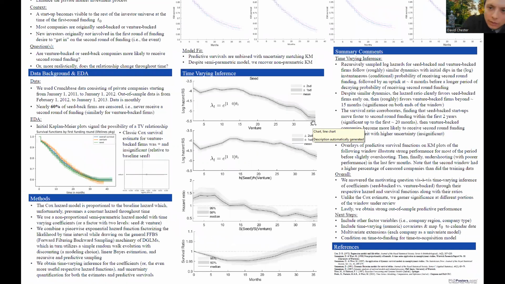So with respect to the initial question, our time-varying inference of coefficients, seed-backed versus venture-backed, clearly answered our question. We garnered dynamic statistical significance, whereas a simple Cox survival estimate was global, not dynamic, and insignificant. Furthermore, our model fit recovered the non-parametric KM plot despite being semi-parametric. Finally, we obtained strong out-of-sample predictive performance.